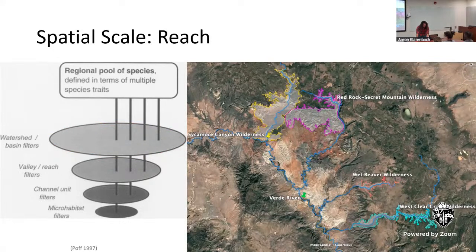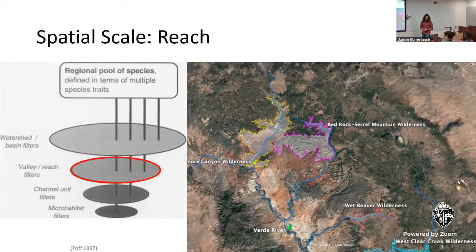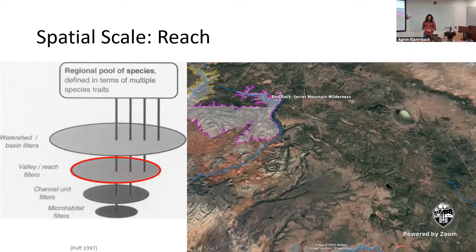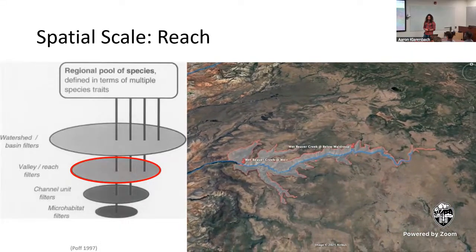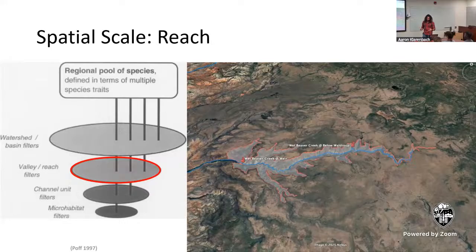Next, we have the reach spatial scale. A reach is just defined as a relatively short section of a stream or river, about a few hundred meters long, that is treated as a single unit for study or for management. And at this spatial scale, the big difference that we are expecting is that reaches very high in the drainage can differ significantly from those closer to the confluence, in things like temperature and substrate size, and so on.